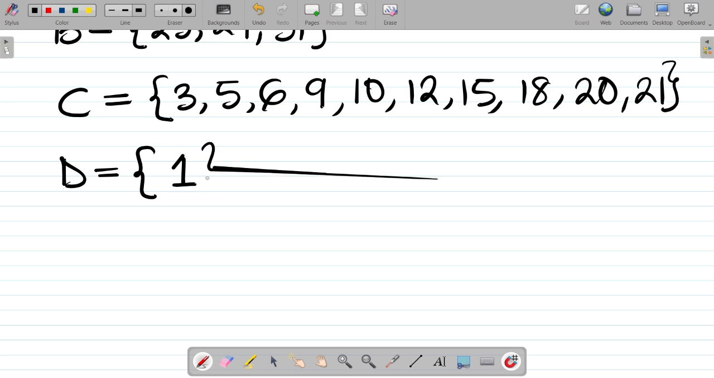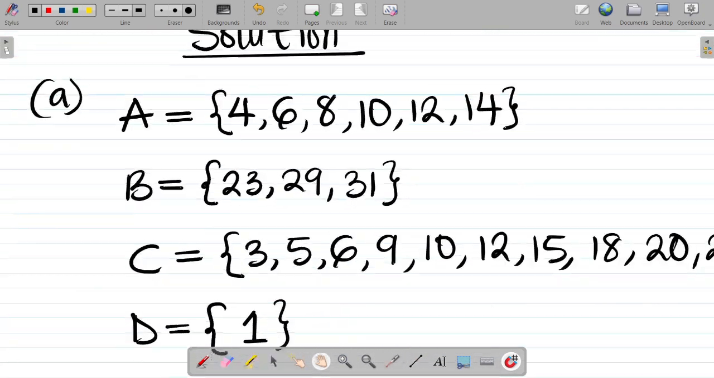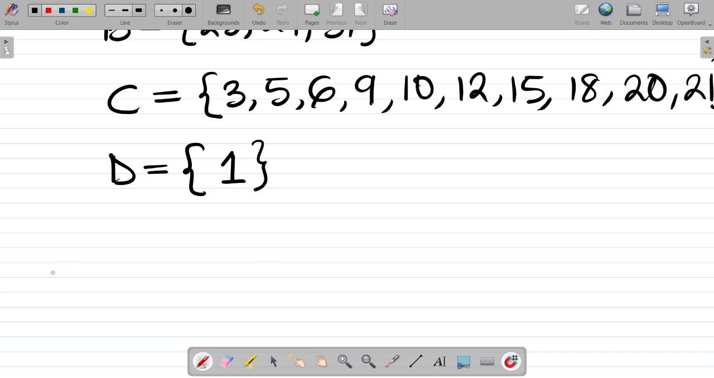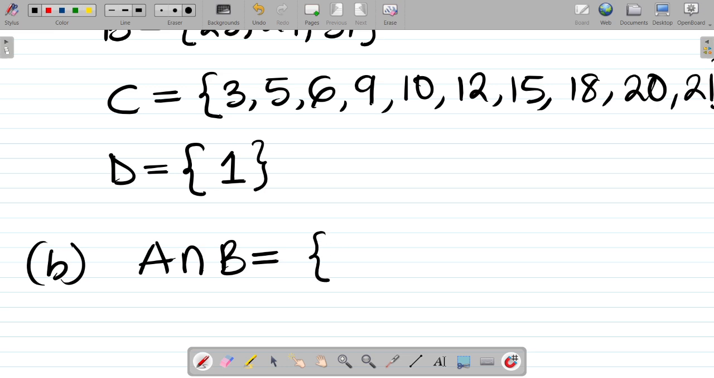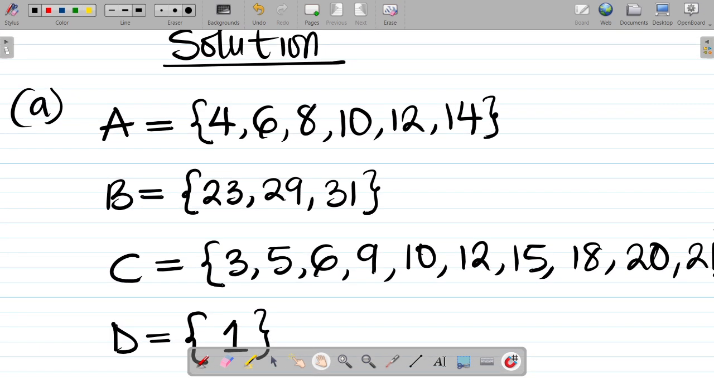So I have this. All right, so D is equal to 1. Okay, so let's see. B says evaluate A intersection B. So here, let's get A intersection B. A intersection B is simply what A and B have in common. So look at this. What elements do A and B have in common?